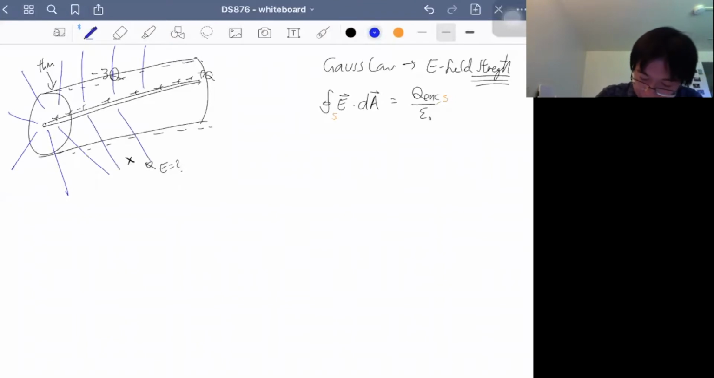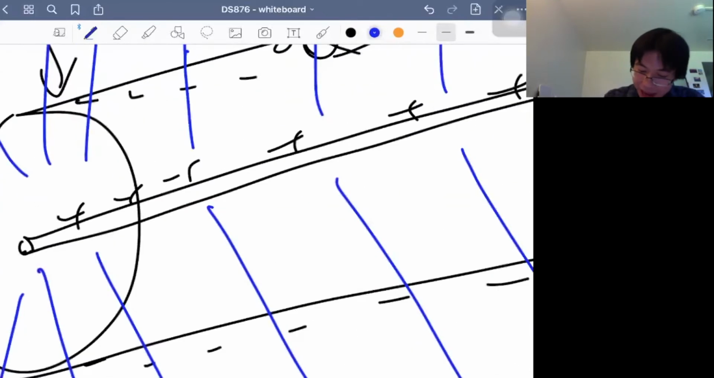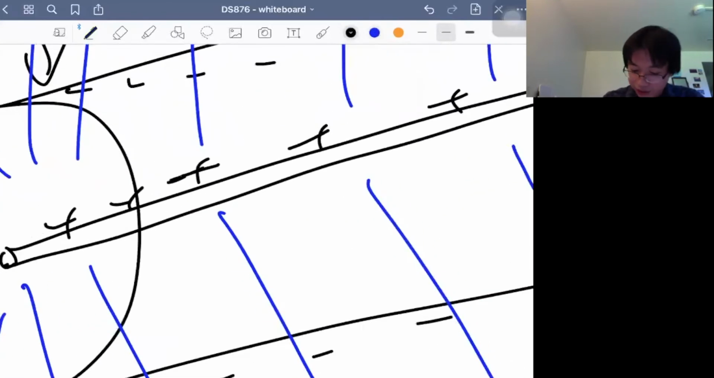How do I know that? It's because of the symmetry of the problem. So it's cylindrically symmetric, right? So all the field lines should emanate cylindrically away from here. Now, how about these? I need to draw the arrow of the direction as well. So let's zoom in. How do I decide the direction of these electric field lines?